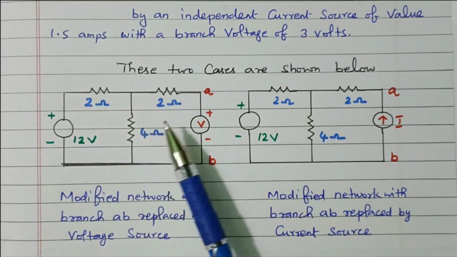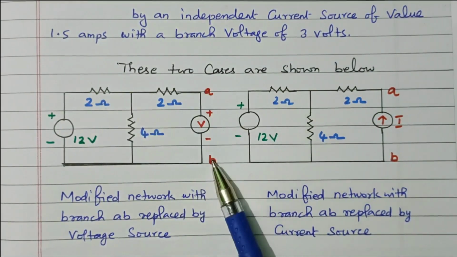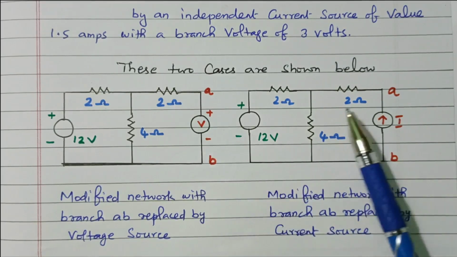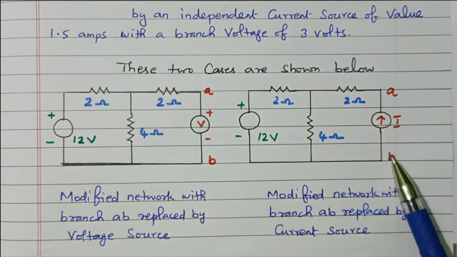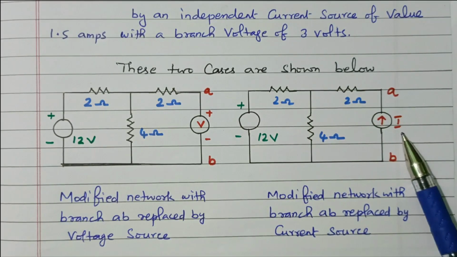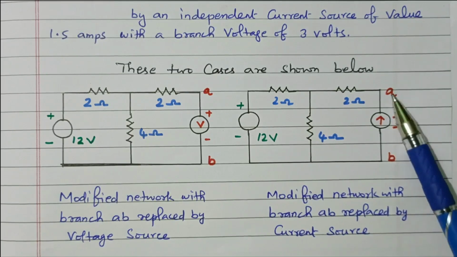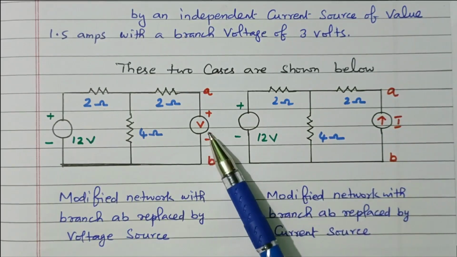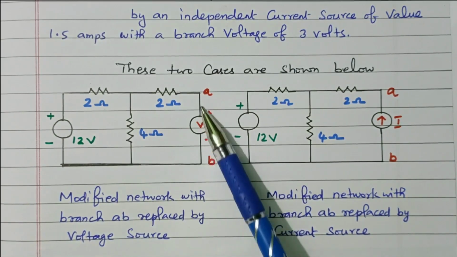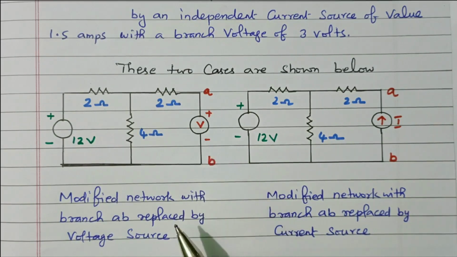So this is the original network AB. Initially we have a 2 ohm resistor, now replaced with a voltage source. Here is another possibility, we can replace it with a current source, right? What is the current value? 1.5 ampere. The voltage drop across it should be 3 volts. Here, the voltage source. What is the voltage source value? 3 volts. The current flowing through should be 1.5 ampere, right?